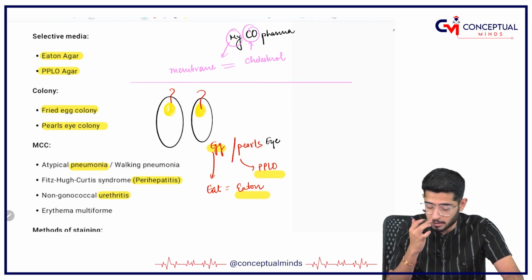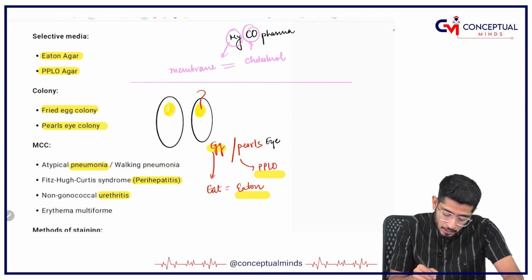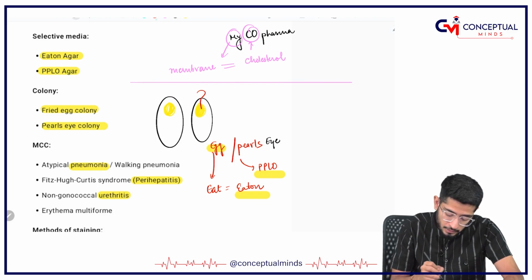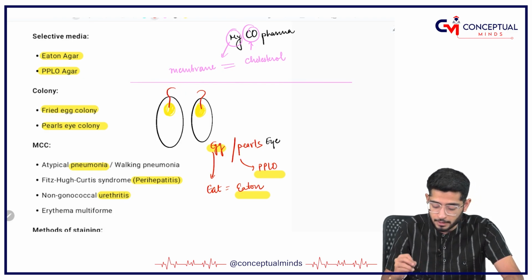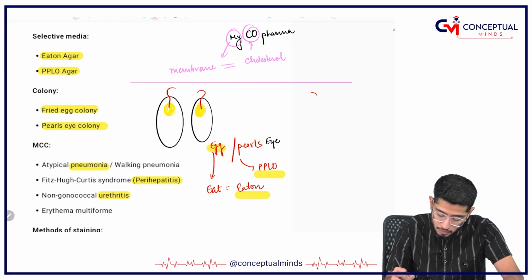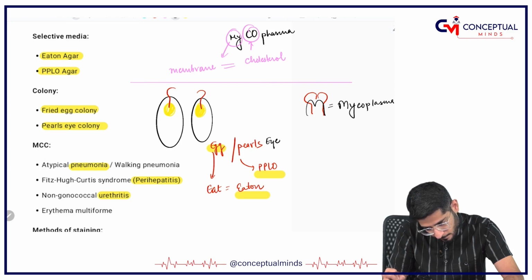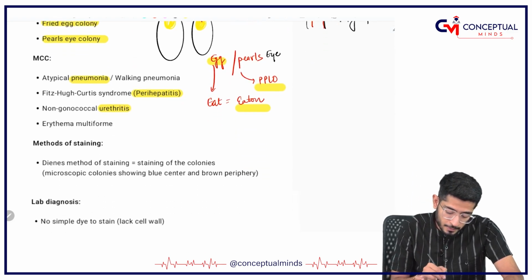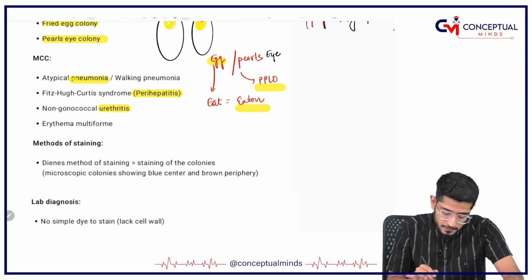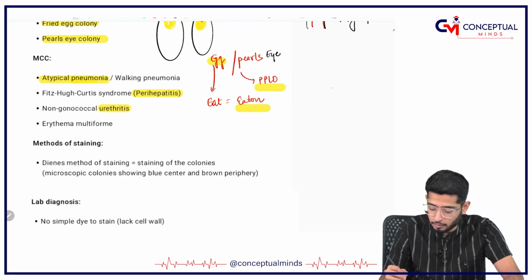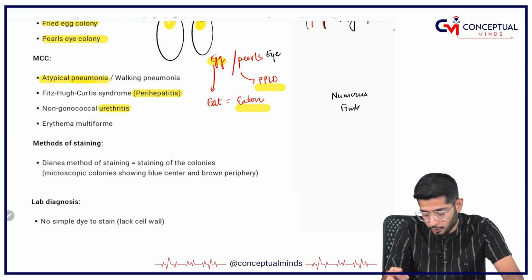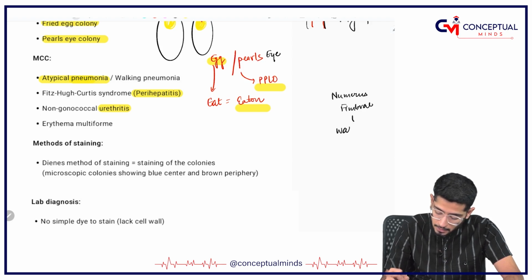But one thing of major importance is that both of these, whatever I have told you, belong to mycoplasma. So how to remember? If I join these two earrings, they become like this. This is nothing else but the M, the mycoplasma. Easy? Clear? Good. So mycoplasma is responsible for causing atypical pneumonia. I have told you that they have numerous fimbriae, so that's why they love to walk.